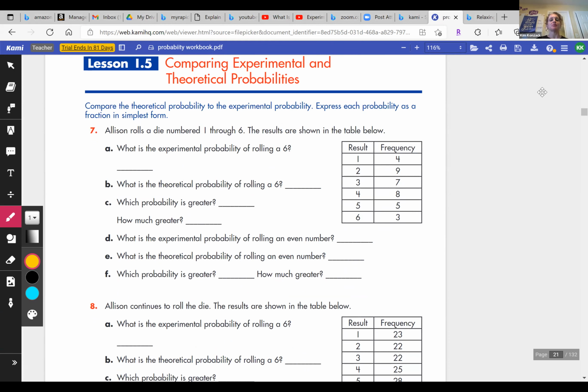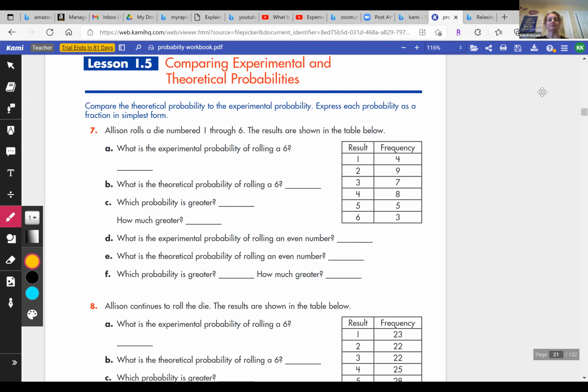On number 7, it says compare the theoretical probability to the experimental probability. Express each probability as a fraction in simplest form. Allison rolls a die numbered 1 through 6. The results are shown in the table below. So technically, what should happen in theoretical probability, not Allison's experiment, when we roll a die?